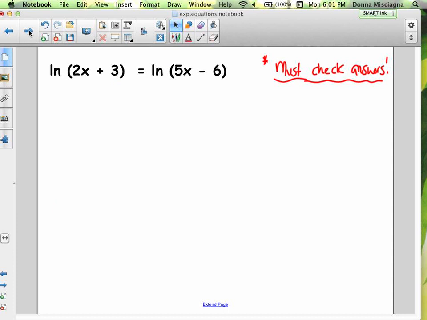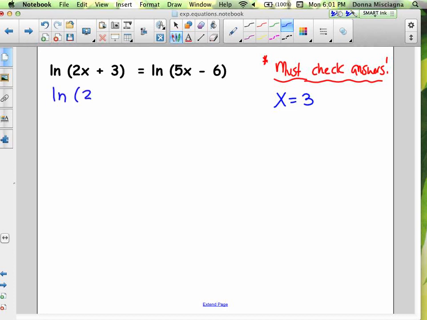All right, so natural log of 2x plus 3 equals natural log of 5x minus 6. Our answer was 3, and we have to check. Make sure we get a real number. Right? If you get an error message, well, then that's not a solution.